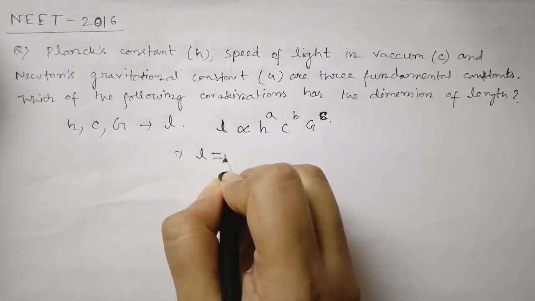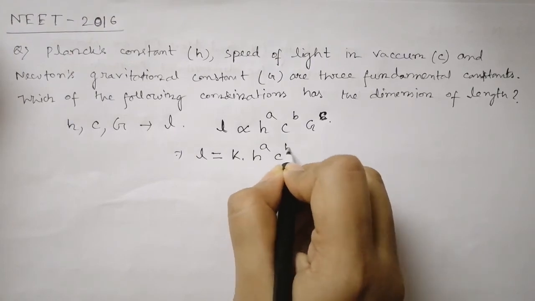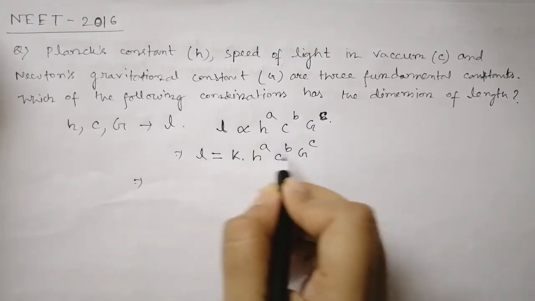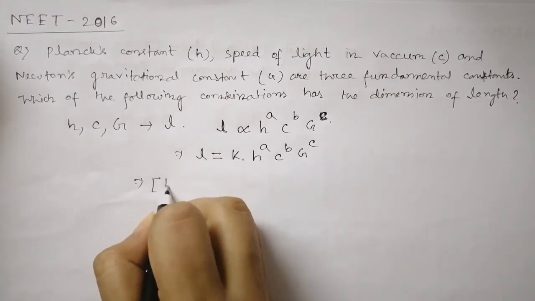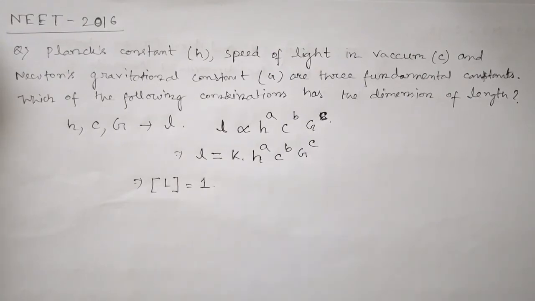Now next step, replace the proportional sign, put a constant: h to the power a, c to the power b, and g to the power c. What was the third step? Put the original formula of dimension. The dimension of length is L. The dimension of a constant is 1. What is the dimension of h?